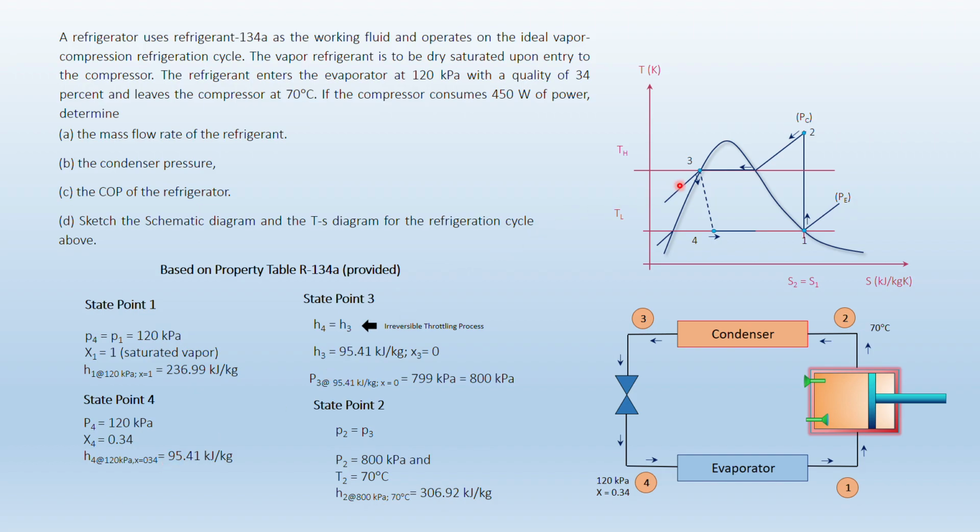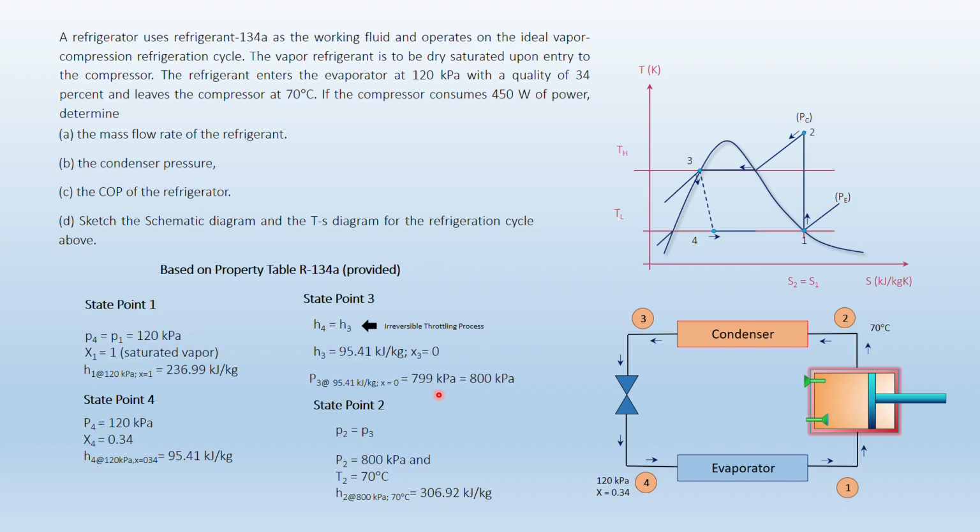Then for the throttling process, H3 is equal to H4. We know that in a throttling process, H3 equals H4. So from H4, which is also equal to H3, 95.41, and we know that the dryness fraction at point 3 is 0 because it's saturated liquid. So based on the property table, you have to search for 95.41 in HF, because H3 is actually the HF. You have to check throughout your table for an HF of 95.41.